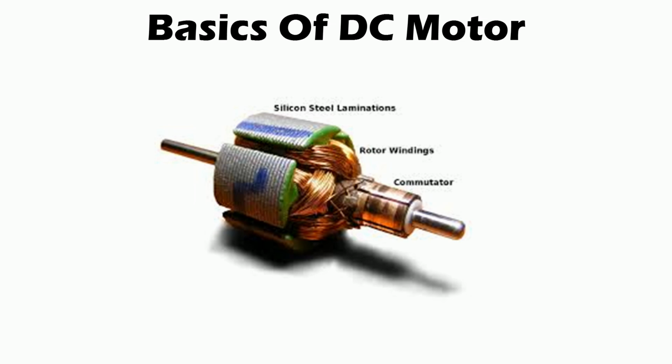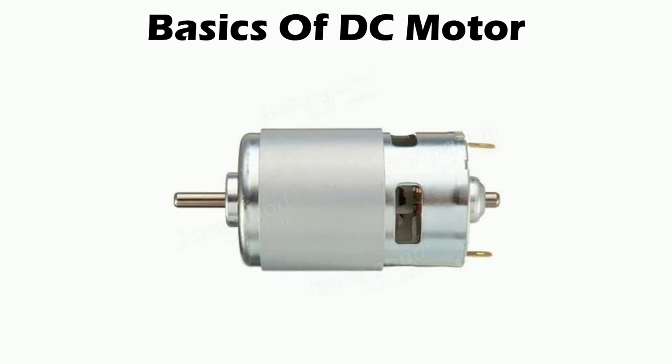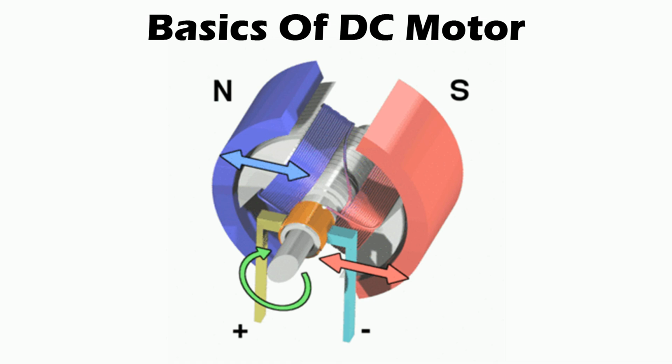It has two power terminals. By interchanging the terminals, the direction of rotation can be changed. The speed can be controlled by either controlling the current or the applied voltage across armature.